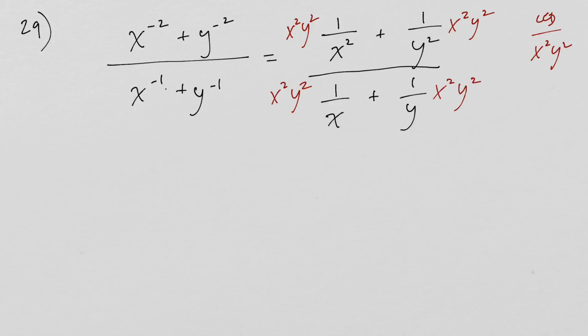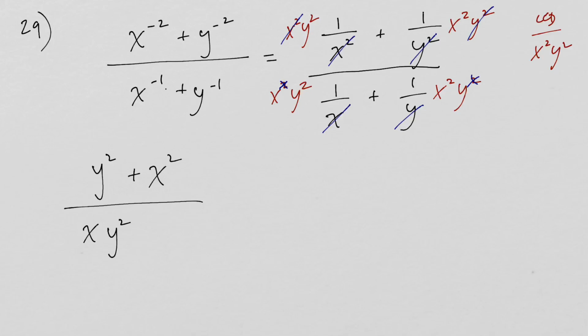Okay, now I'm going to start canceling. This entire x squared cancels. The entire y squared cancels. One of my x's cancel, and one of my y's cancel. So I'm going to be on the top, when I multiply, I'll get y squared plus x squared. And in the denominator, I'll get x y squared plus x squared y.